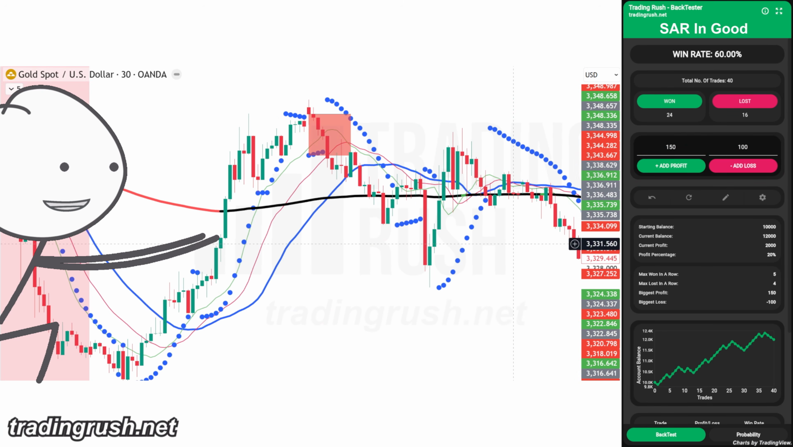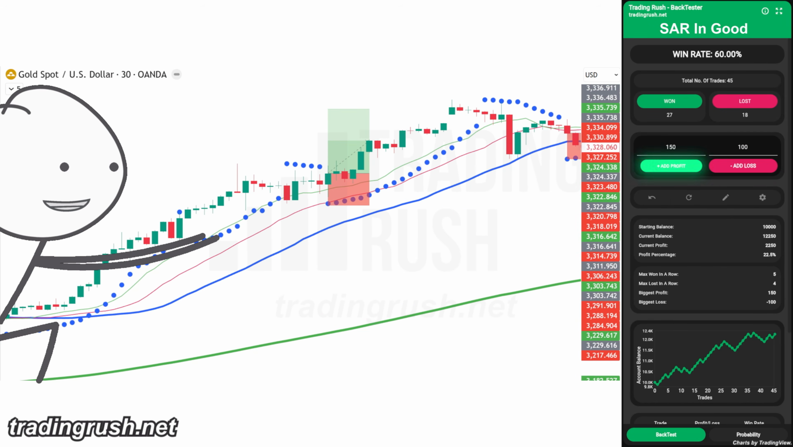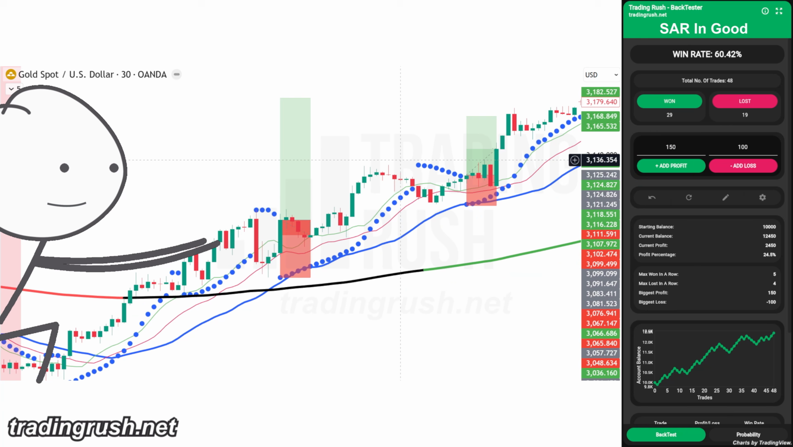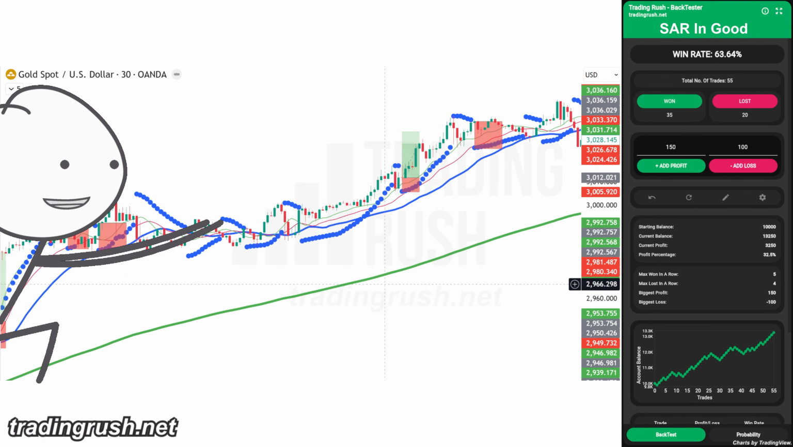Now, the actual full form of this parabolic SAR is parabolic stop and reverse. It is supposed to detect the stopped and reversing price movement. But sometimes, when the price was not even reversing, the indicator was switching its balls.